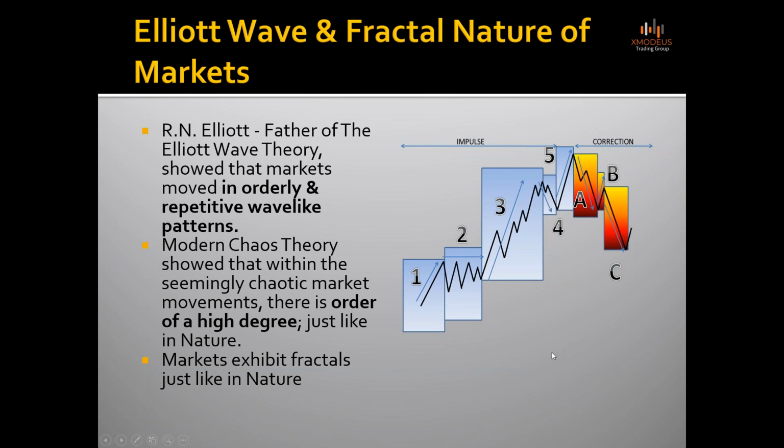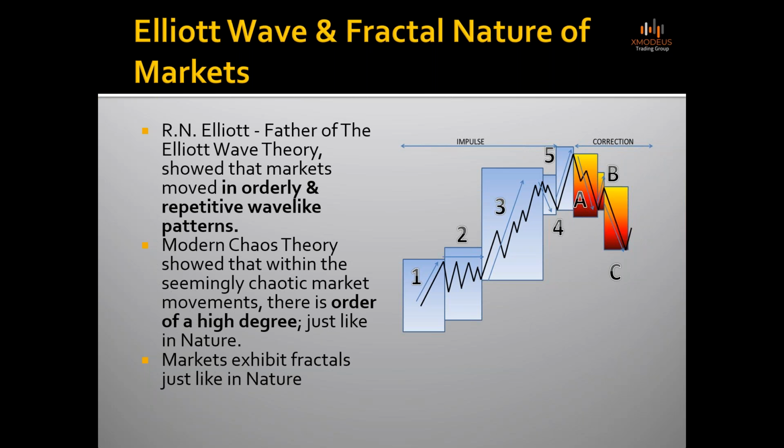Okay, so in terms of his theory of looking at the price charts of whatever commodity, or at the time he was also analyzing the Dow or the equity markets, all these prices move in a wave-like fashion. Okay, very interesting. And in the 1980s, you had this branch of mathematics called modern chaos theory.